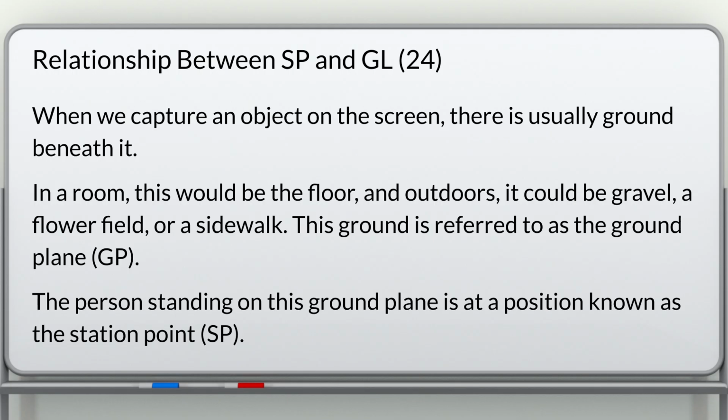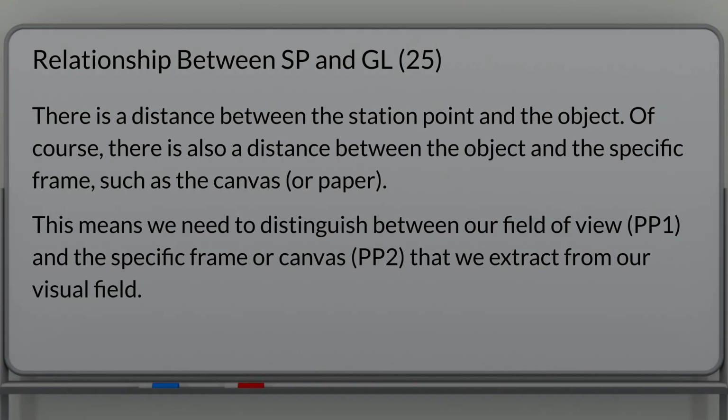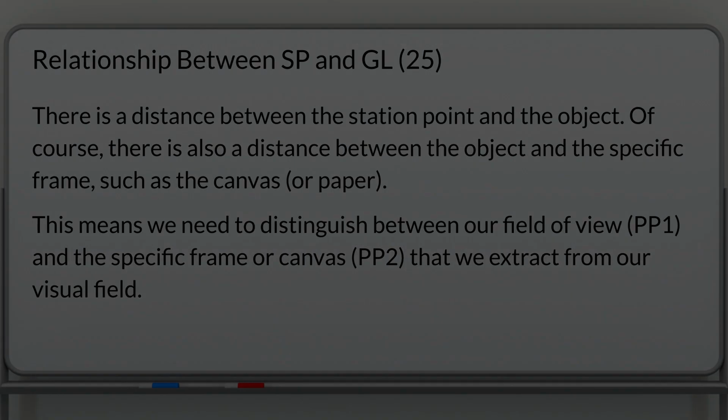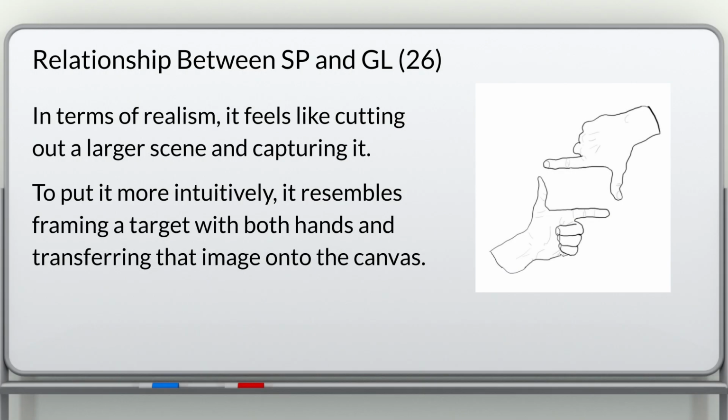The person standing on this ground plane is at a position known as the station point. There is a distance between the station point and the object. Of course, there is also a distance between the object and the specific frame, such as the canvas. This means we need to distinguish between our field of view and the specific frame or canvas that we extract from our visual field. In terms of realism, it feels like cutting out a larger scene and capturing it. To put it more intuitively, it resembles framing a target with both hands and transferring that image onto the canvas.